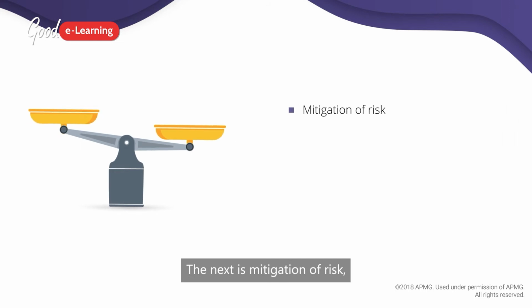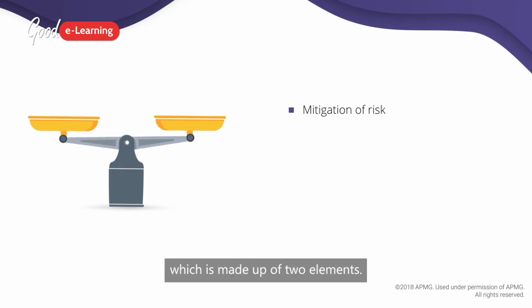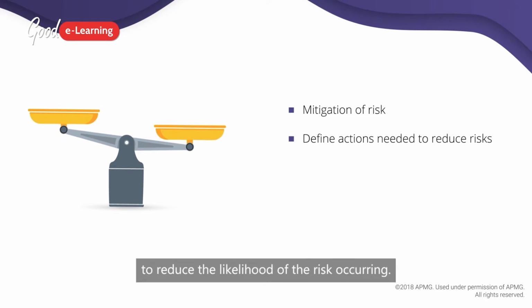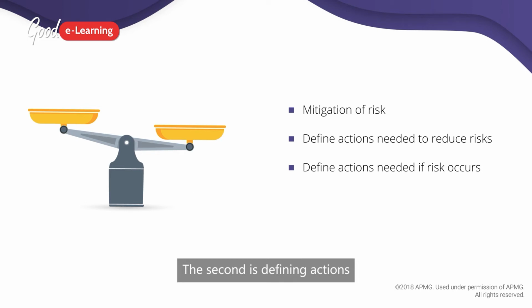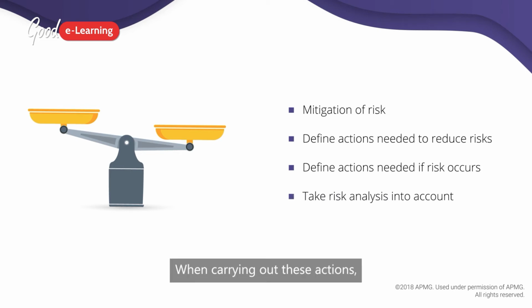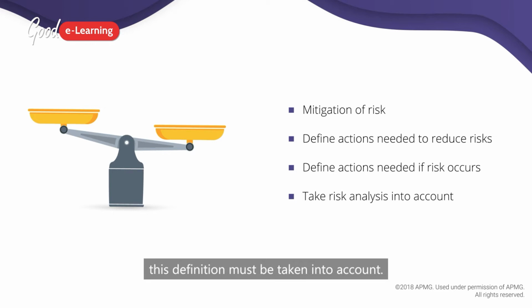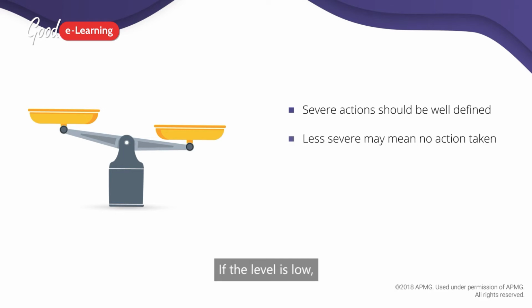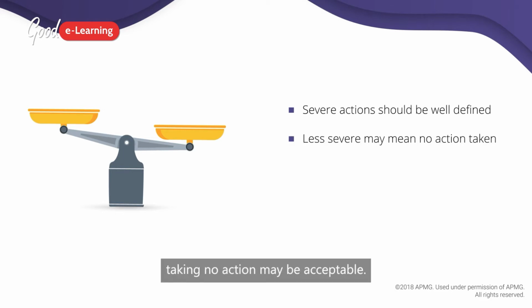The next is mitigation of risk, which is made up of two elements. The first is defining actions to be carried out immediately to reduce the likelihood of the risk occurring. The second is defining actions to be carried out if the risk does occur. When carrying out these actions, this definition must be taken into account. If the severity level is high, actions are likely to be well defined. If the level is low, taking no action may be acceptable.